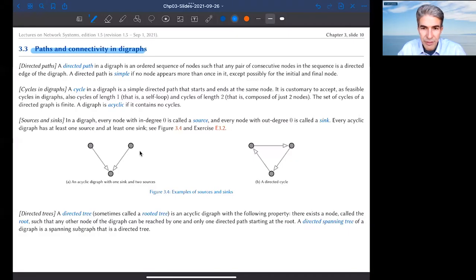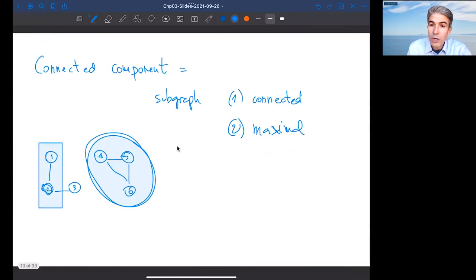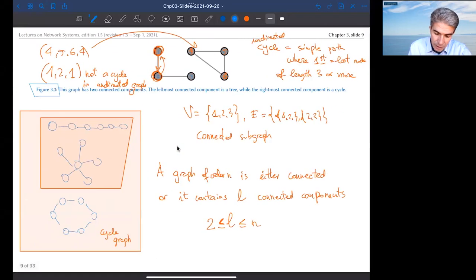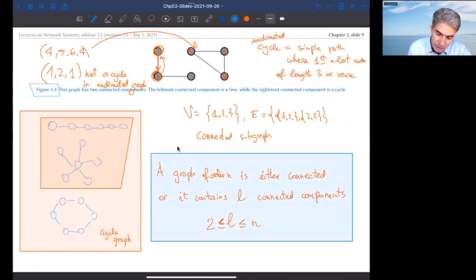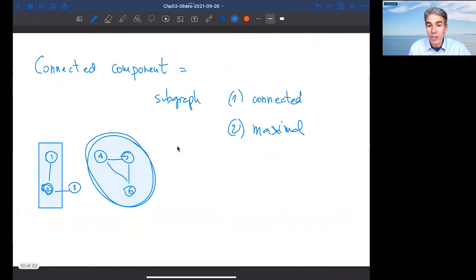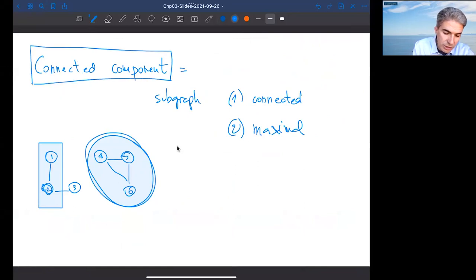All right, perfect. Where were we at? This is paths and connectivity in graphs. Before I continue, let me take a step back. One more clarification about this idea that a graph is either connected or it is the union of connected components. And the question is, what is a connected component, to be precise?